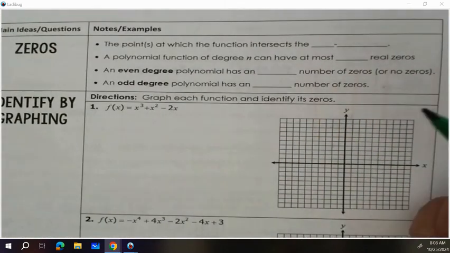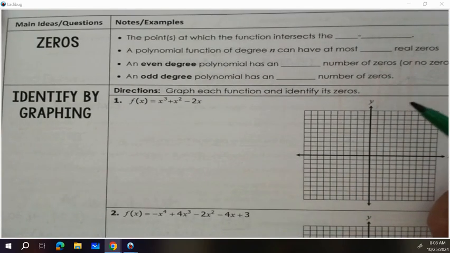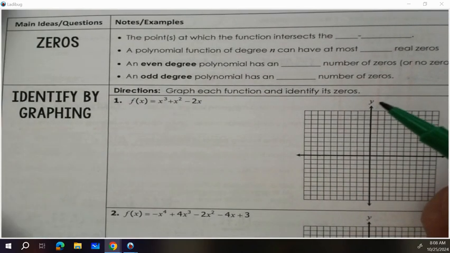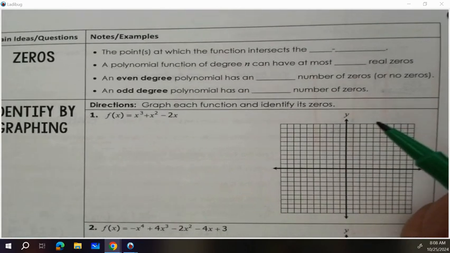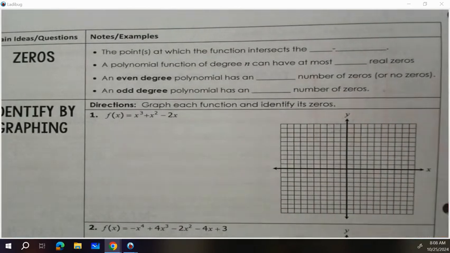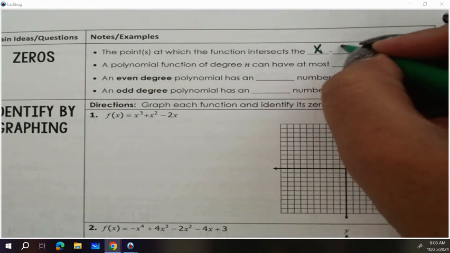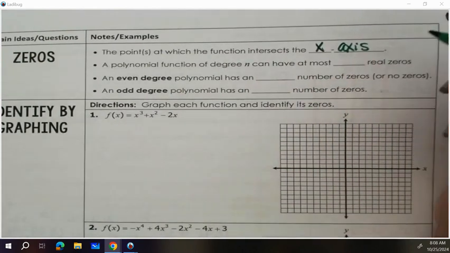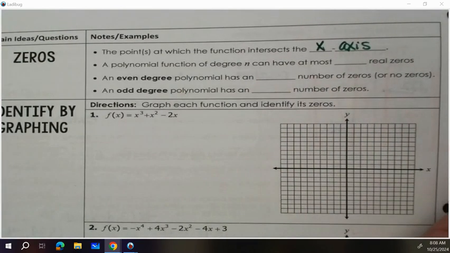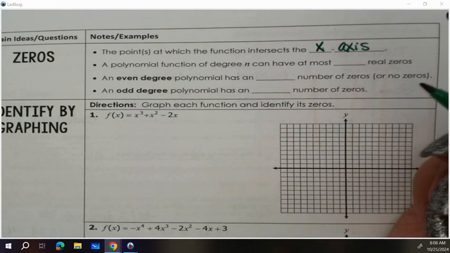All right. So zeros, we already know what zeros are. Zeros are the point at which the function intersects where? X-axis. Good. Remember, we call them the zeros, the roots, the intercepts, x-intercepts, the solutions, whatever you want to call them. That's what they all are, okay?